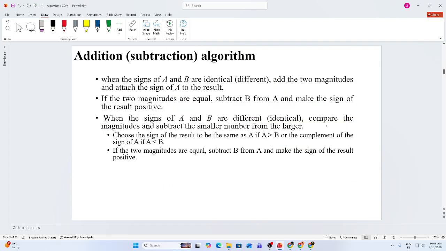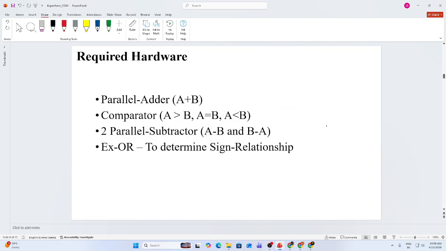It's explained here, you go through it. Now, for implementing this algorithm, what do we require? For doing addition, a plus b, we require an adder, a parallel adder. So this is one hardware I require. Similarly, for comparison, I require one comparator. For doing a minus b, one subtractor.